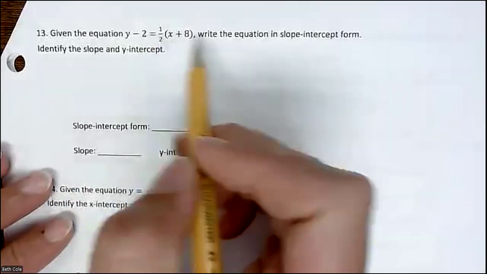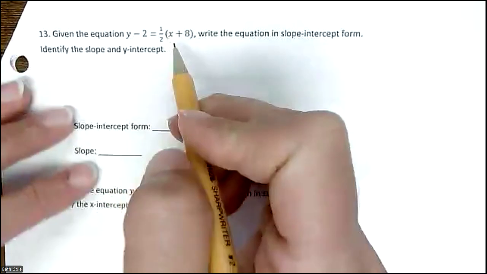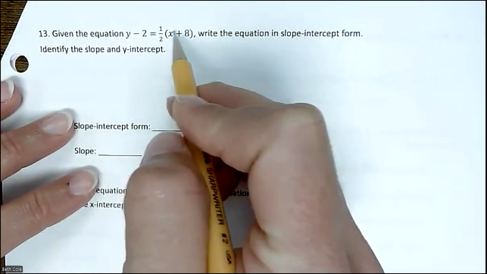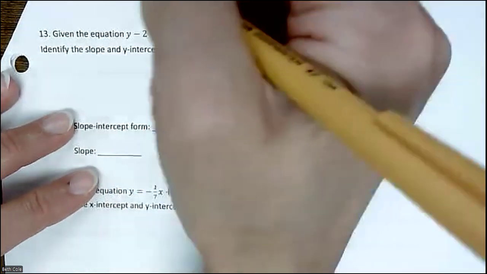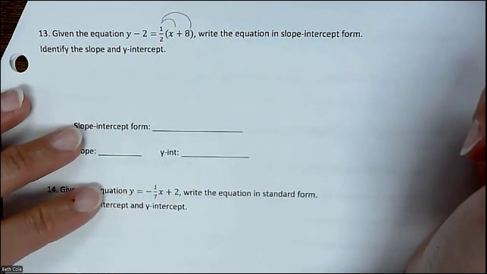All right, we're going to do the same thing with this one. Write it in slope-intercept form. That's your good old y equals mx plus b. So the first thing you're going to have to do is take this 1/2, and how do you put it through the parentheses? What's that word? It is multiply, but distribute. Good, we're going to distribute.